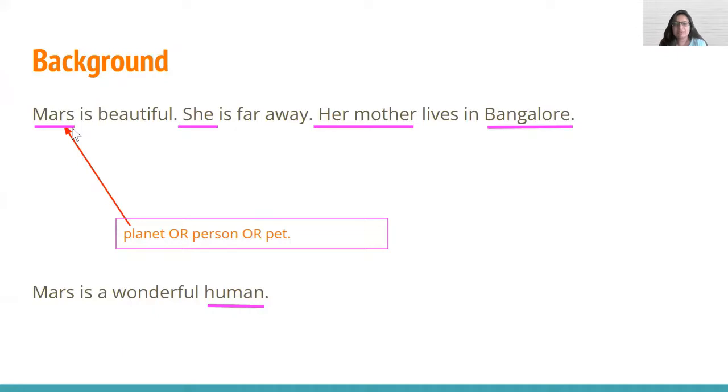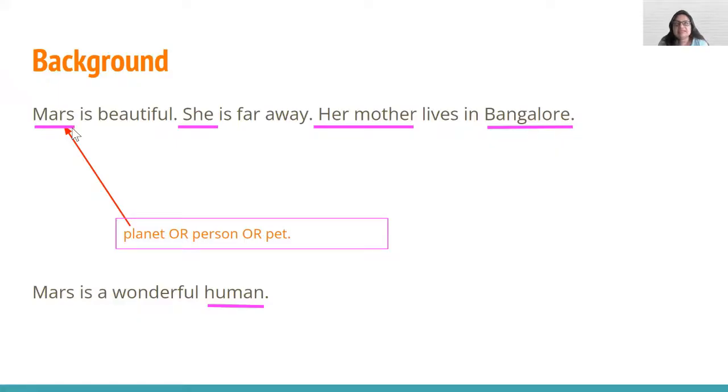So maybe by the time you have Bangalore in your memory, you have ruled out planet, but it could still be a person or a pet. So you see that sequential long memory. We had to keep the entire sentence till there to get even a little sense of what Mars is.